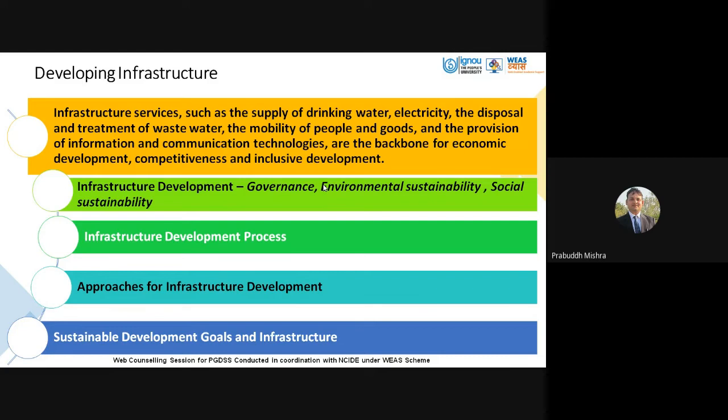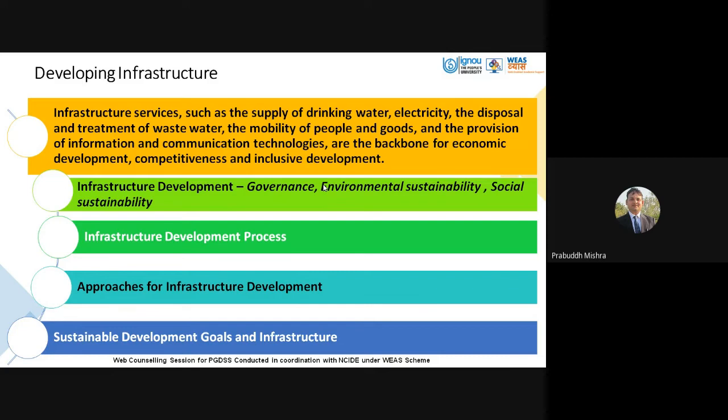So development of infrastructure is important, but it should be as per the requirement of the community, as per the requirement of the population, right? If I talk about Africa, basic infrastructure development is the need. They don't require big units. They need roti, kapda and makan. So government agencies and international agencies must focus on basic infrastructure development, right?